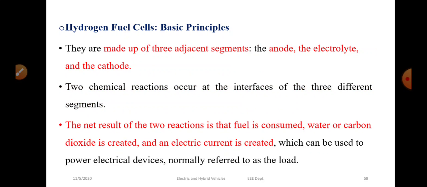Here also the three main components are anode, electrolyte and cathode. At the anode, hydrogen is used, at the cathode, oxygen is used, and as electrolyte we can use acid or alkali, etc. Two chemical reactions take place, and the result is electric current as well as water or carbon dioxide, and by using this electric current we can power the load.